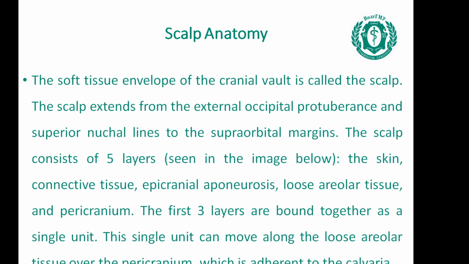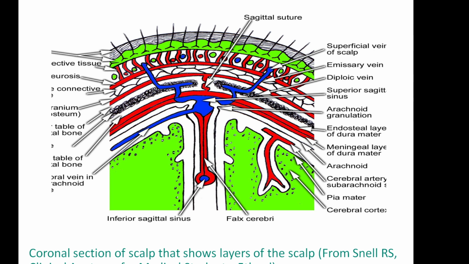The soft tissue envelope of the cranial vault is called the scalp. The scalp extends from the external occipital protuberance and superior nuchal lines to the supraorbital margins. The scalp consists of 5 layers: the skin, connective tissue, epicranial aponeurosis, loose areolar tissue, and pericranium. The first 3 layers are bound together as a single unit. The single unit can move along the loose areolar tissue over the pericranium, which is adherent to calvaria. Here on this picture you can see the layers of the frontoparietal occipital region.